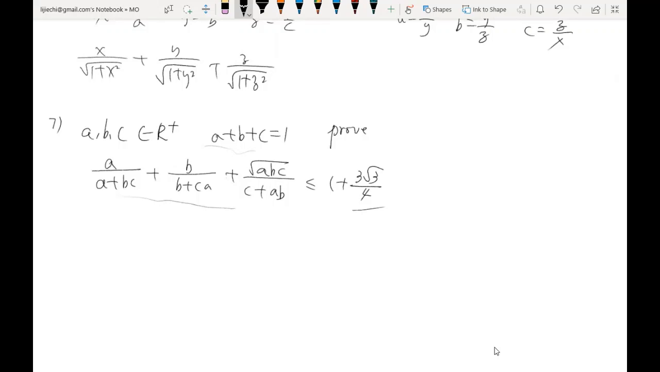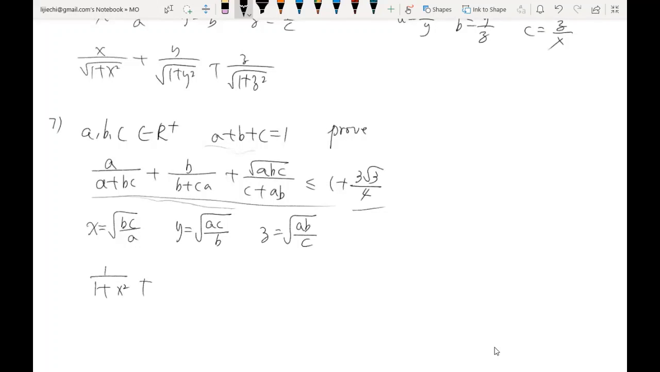This is also a standard substitution: x equal bc over a, y equal ac over b, z equal ab over c. Now with this one, the left side is x over 1 plus x squared, right? You can just simply divide them. Then y over 1 plus y squared and z over 1 plus z squared less than or equal to the bound. And a plus b plus c equal 1 tells you xy plus yz plus zx equal to 1.